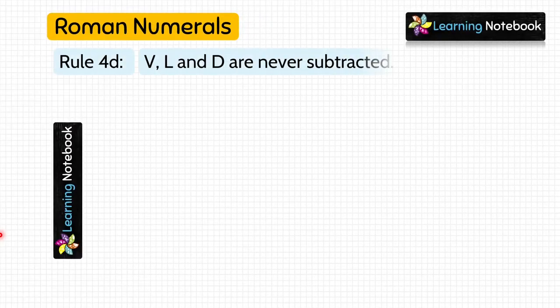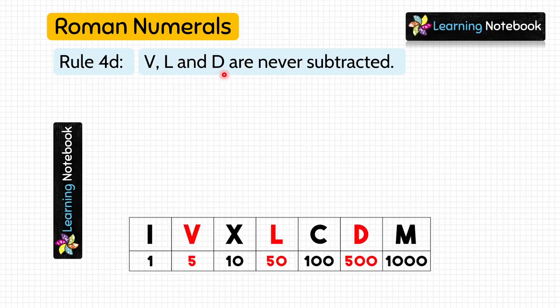Now last point, V, L and D are never subtracted. Let me tell you why. Suppose we write VX. So it means we will do 10 minus 5, which is equal to 5. But students, we already have a symbol V for 5. So VX cannot be equal to 5. So this is the reason that we say that V, L and D are never subtracted.